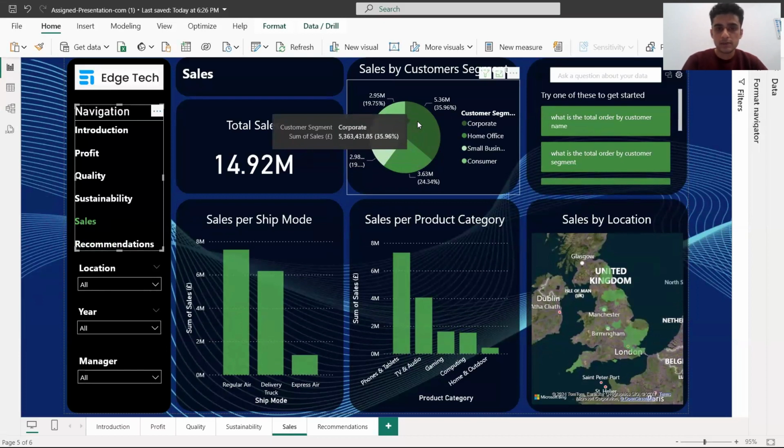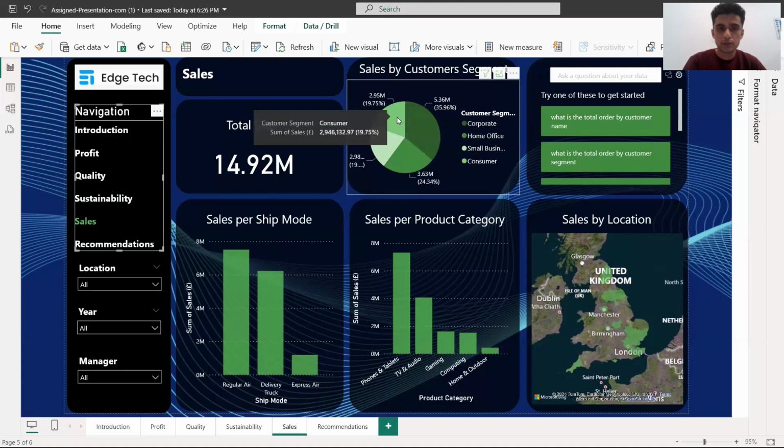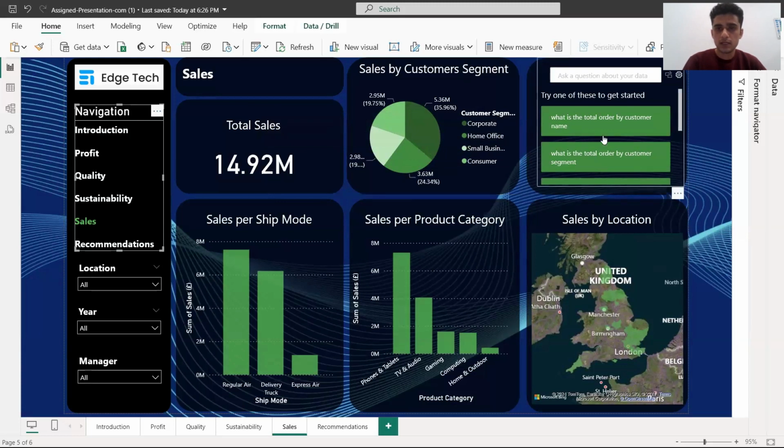corporate customers, which is 5.3 million. Next, the sales come from the home office, which is 3.6. In third place, the sales come from small businesses, which is 2.9 million. And the small portion of the sales comes from the consumers, which is 2.9 million. Here we also added a question and answer chart to make our dashboard more interactive.